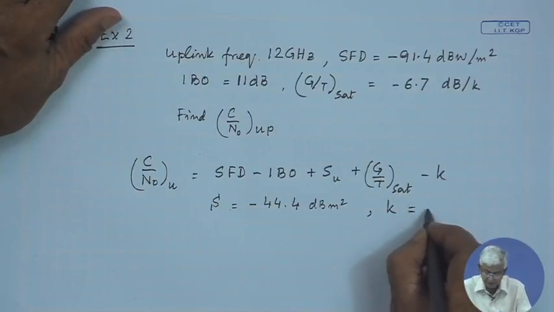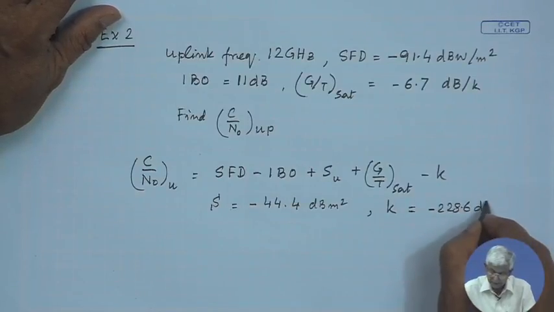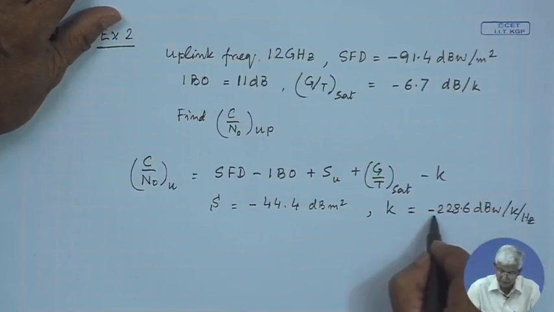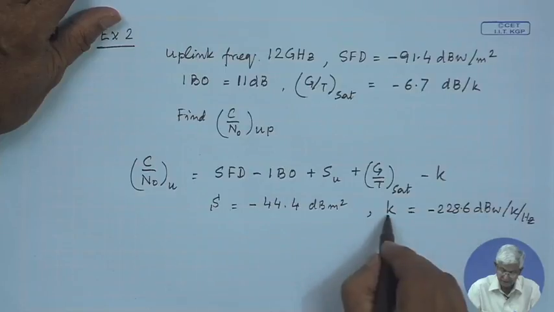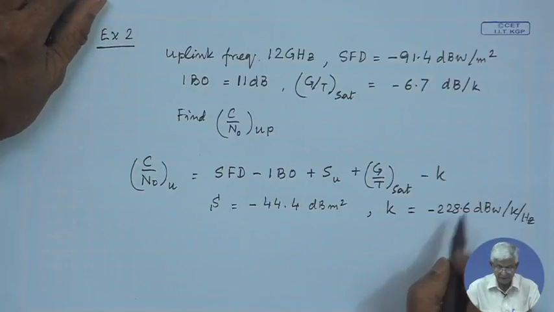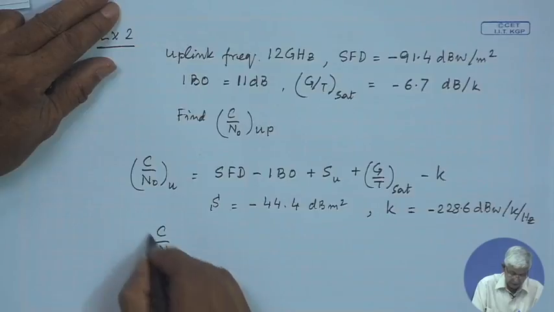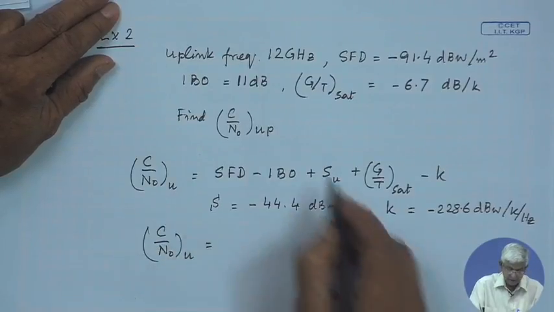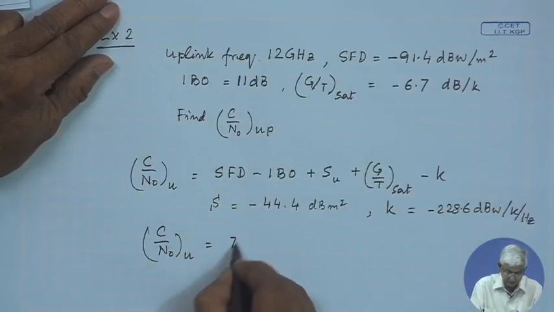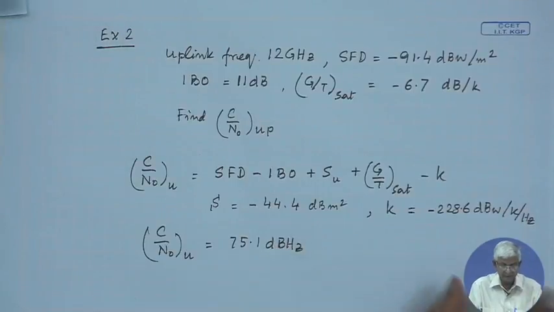If you convert into dB, it will become minus 228.6 dBW per K per hertz. Remember this number, minus 228.6 dBW. This K is coming in all the C by N naught calculation. So, when you are calculating in dB, you have to remember this number very clearly. So, C by N naught up, you can put all these numbers, S is known, rest of the things are given. So, you will get something like 75.1 dB hertz. Okay.